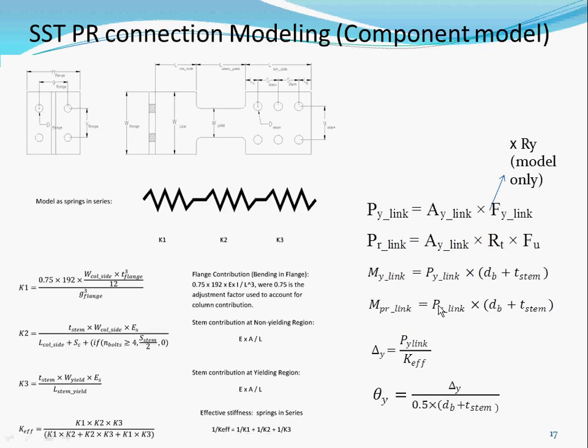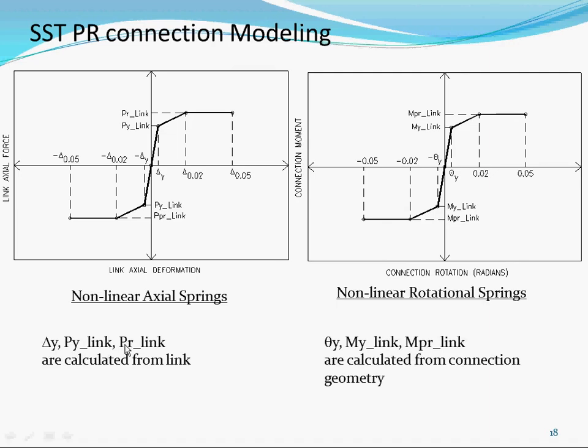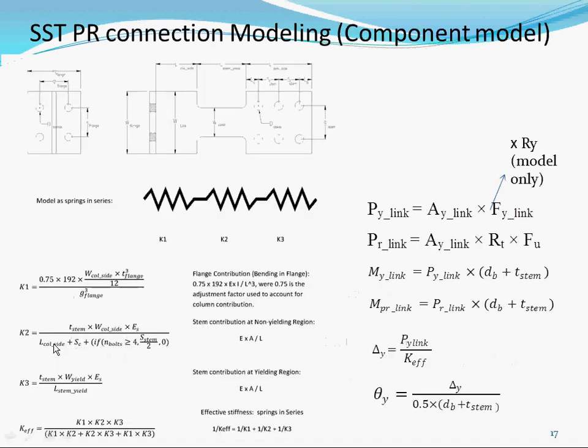And you just substitute the PY when you want to do the MPR. So that's where the MY and PY come from, and that's where the PY and PR come from. And delta Y is a term that you just take your PY divided by the KEFF, and then you get the delta Y.